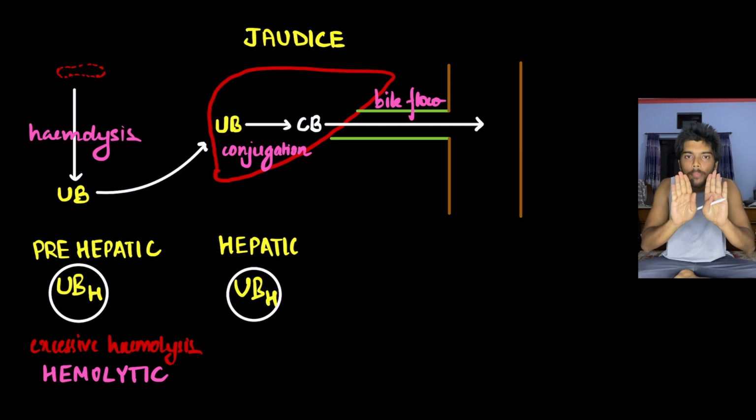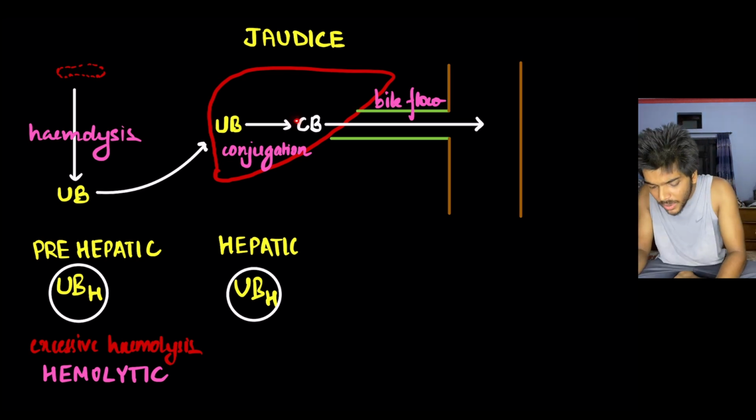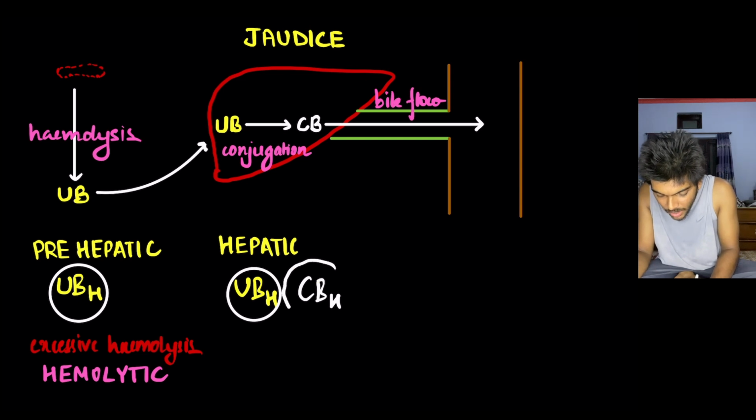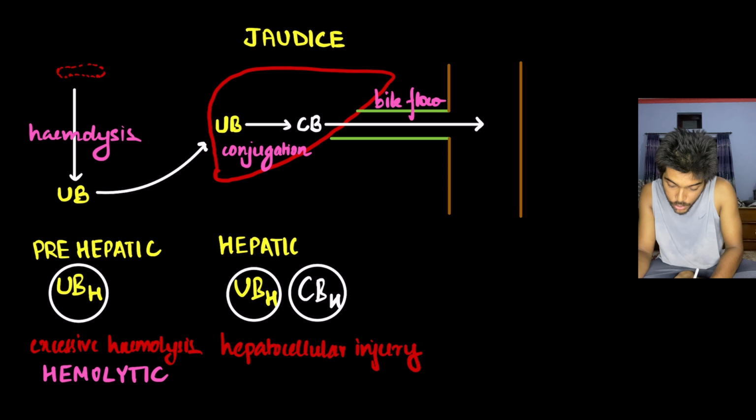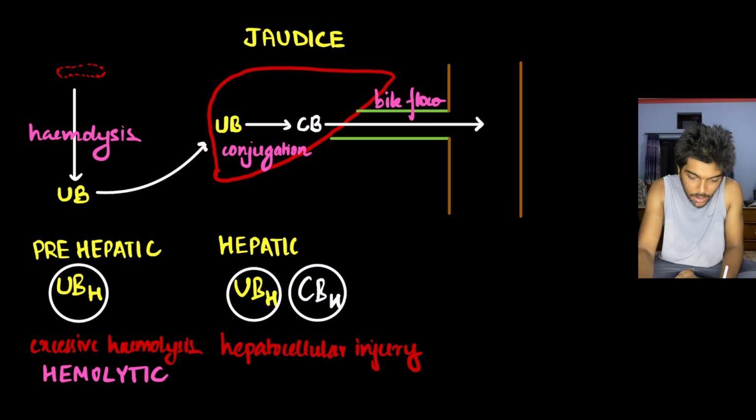The adjacent hepatocytes grow larger in size and they press on one another, closing the biliary canaliculi. As a result, the conjugated bilirubin has nowhere to escape. So where does it go? It goes back into the blood circulation, resulting in conjugated hyperbilirubinemia as well. So in hepatic jaundice, both unconjugated and conjugated hyperbilirubinemia is seen, and the cause behind it is hepatocellular injury due to hepatitis or cirrhosis. So it is also referred to as hepatocellular jaundice.